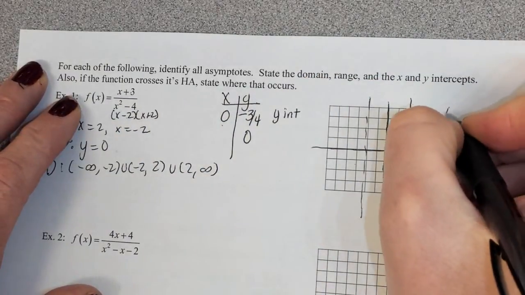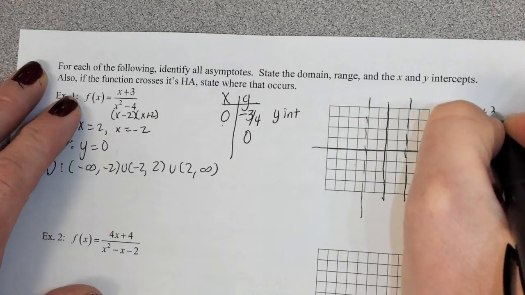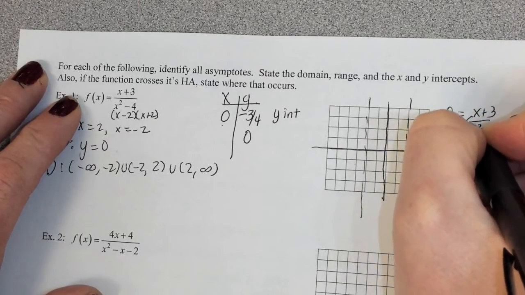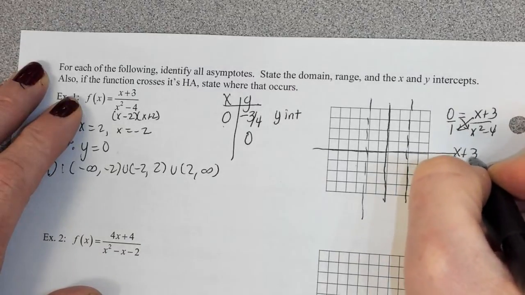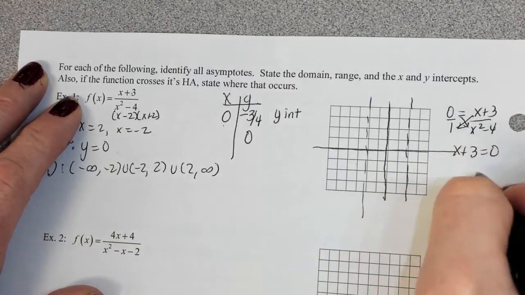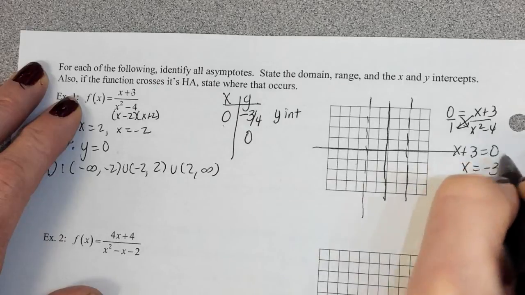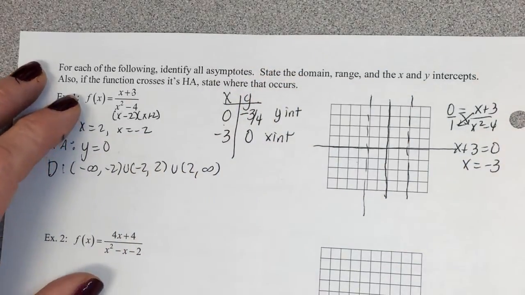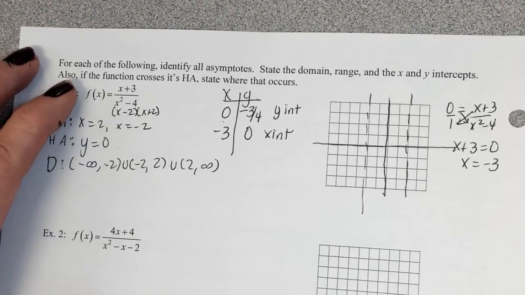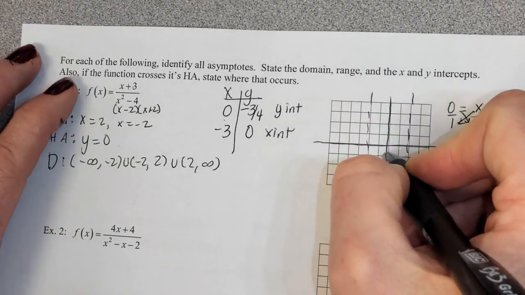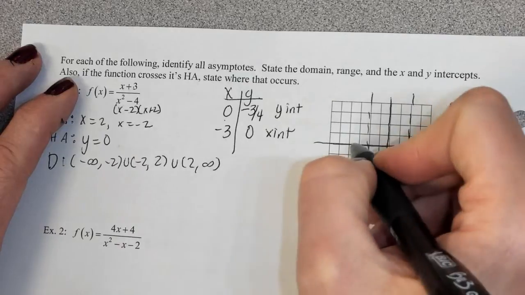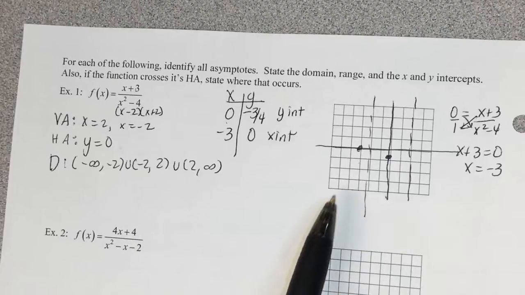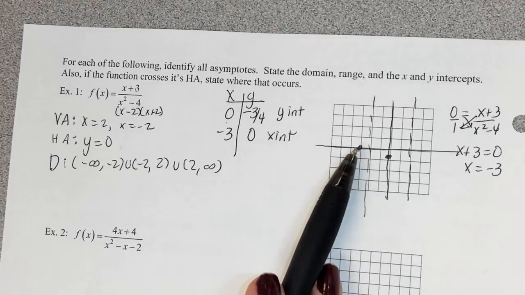If I want to find my x-intercept, I'm going to plug in 0 for y. So if I plug in 0 for y, and then I cross multiply, I'm going to get x plus 3 equals 0, and so x is going to equal negative 3. That's going to be my x-intercept. Those points just allow me to kind of know what's going on with the graph. So at 0, I'm going to be at negative 3/4. I'm going to be at negative 3, 0. Now, that's an important point, that negative 3, 0.